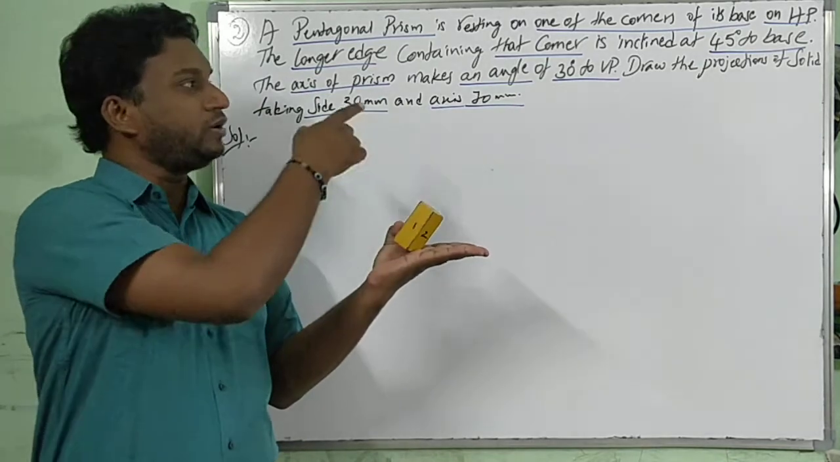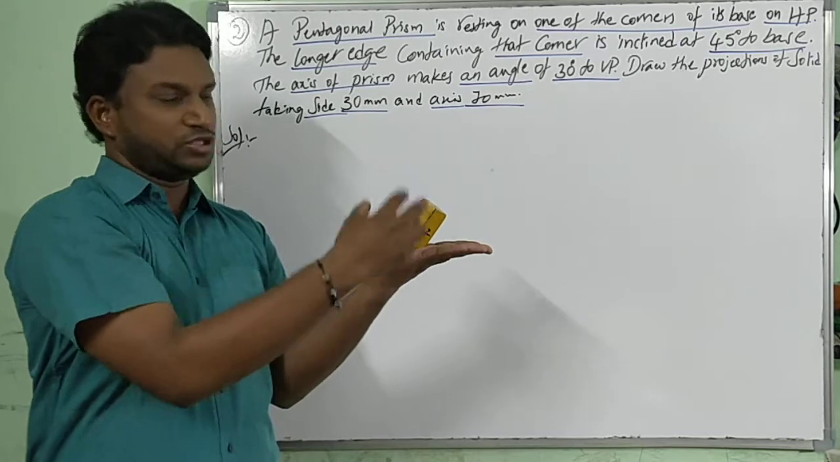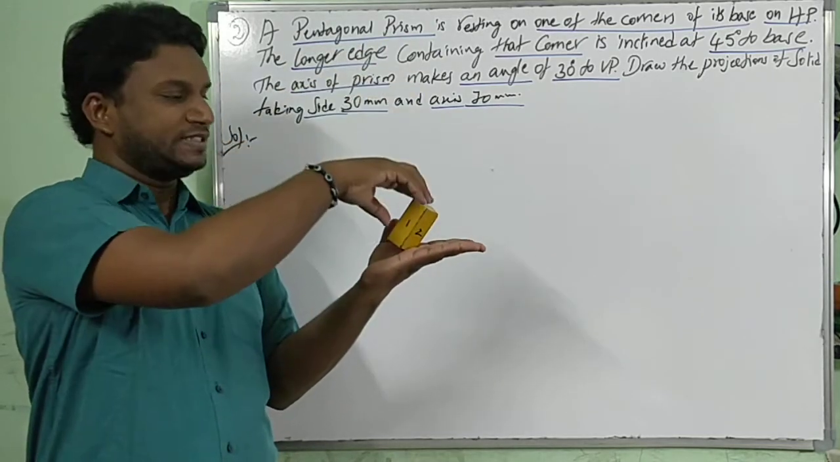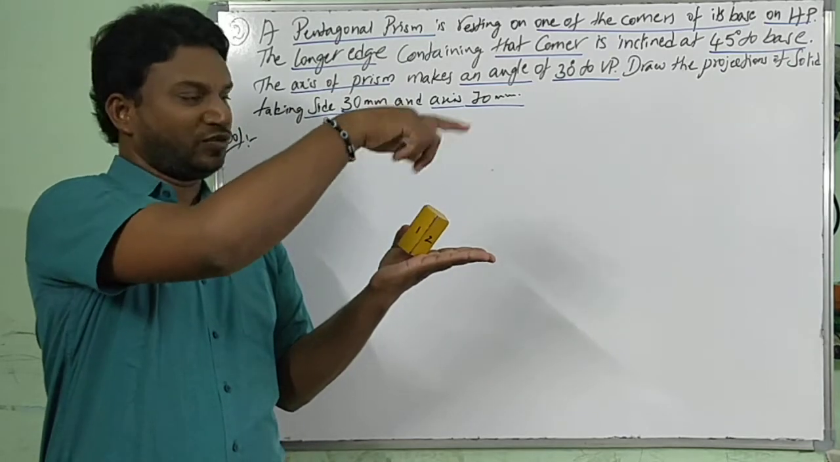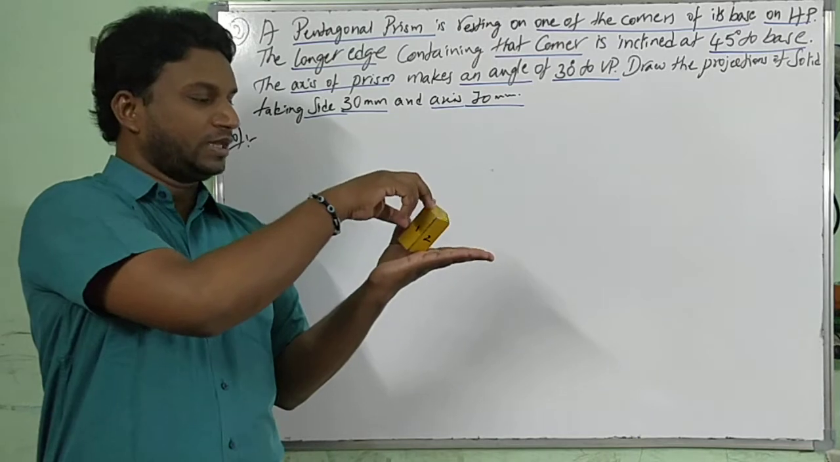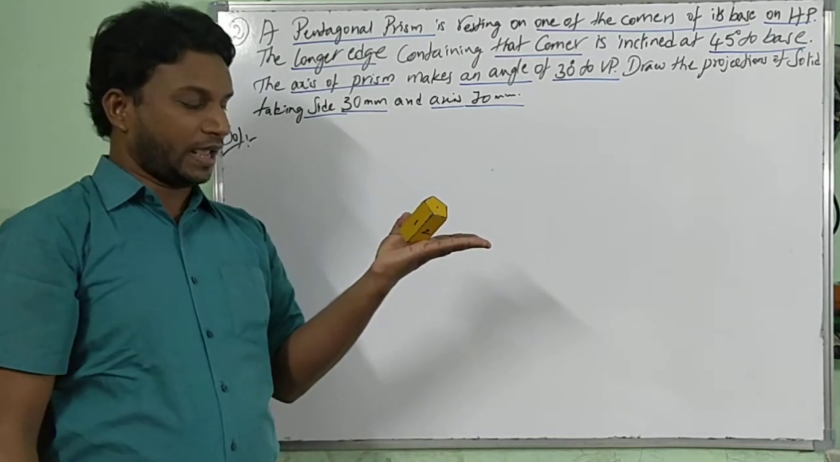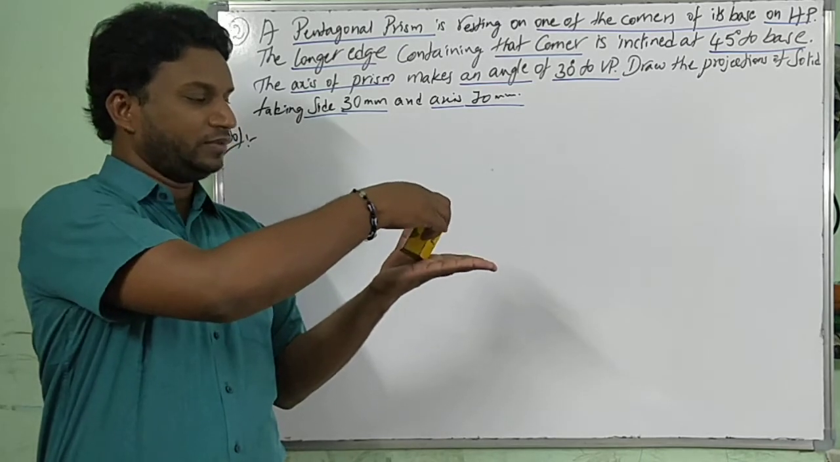Stage 2: incline to HP, incline to the base at 45 degrees of the longer edge. Stage 2: front view, top view. Stage 3: once the stage 2 top view is drawn, the axis which you are drawing in the stage 2 top view will be rotated at an angle of 30 degrees.